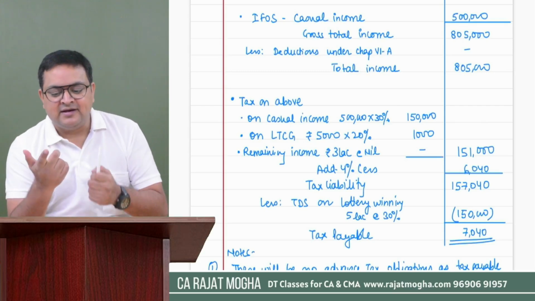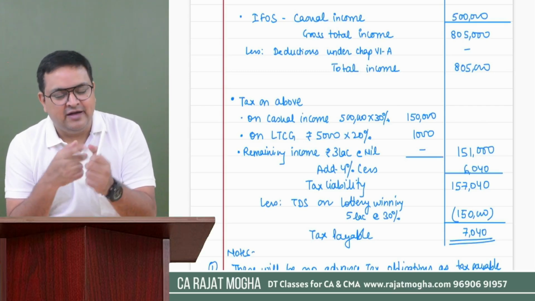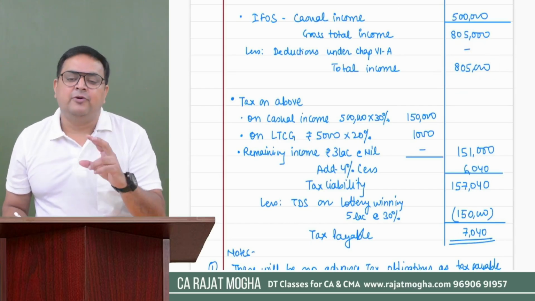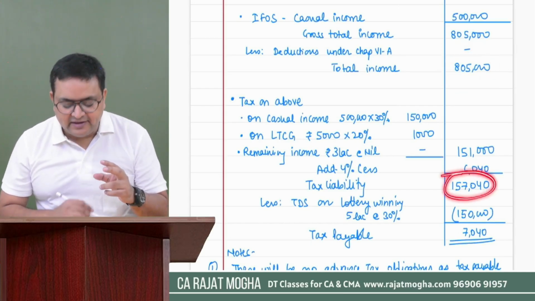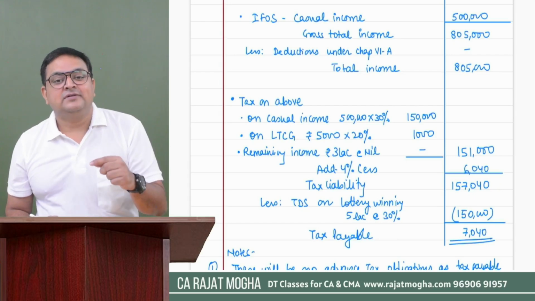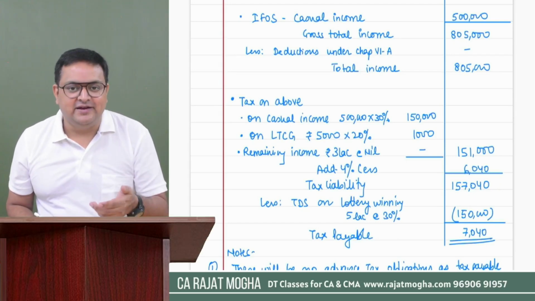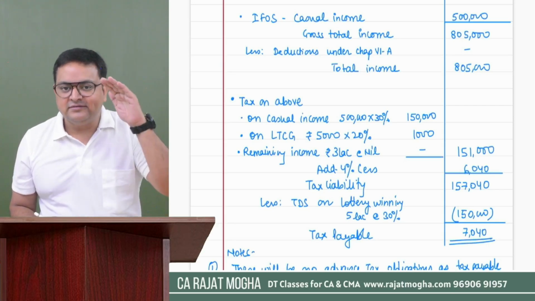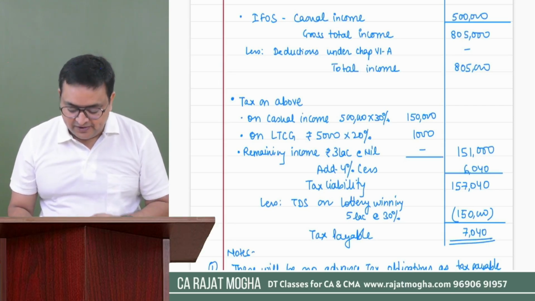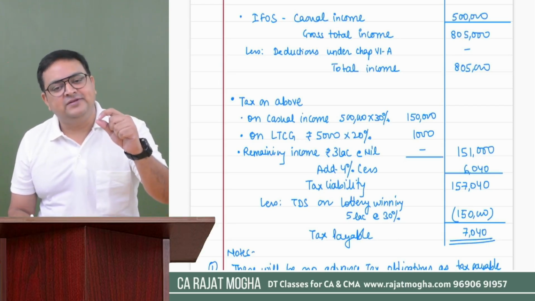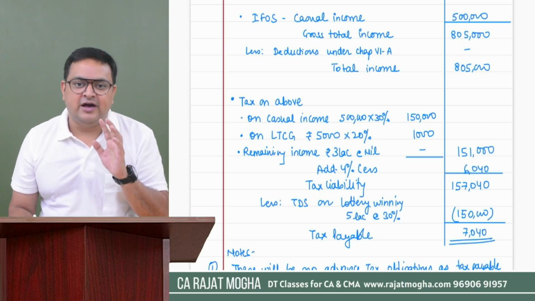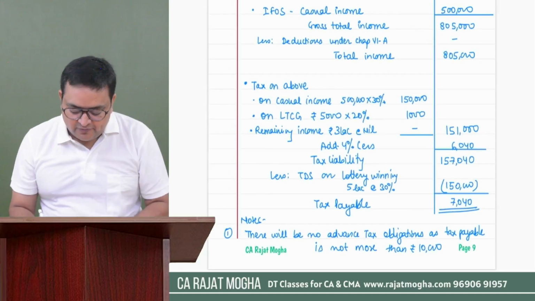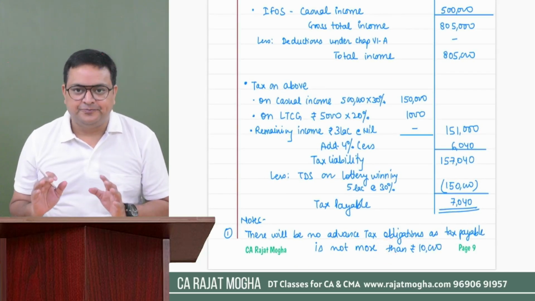The examiner is asking us to calculate the total income. We have calculated it as 8,05,000. They are asking about the tax liability. We have also calculated the tax liability. The third thing they are asking is the advance tax obligation. You understand the advance tax obligation would not be there, as the tax payable is not more than 10,000 rupees. If it had been exactly 10,000 rupees, then the advance tax obligation could have been there. But here it is less than 10,000, so the advance tax obligation will not arise. You can write it down.